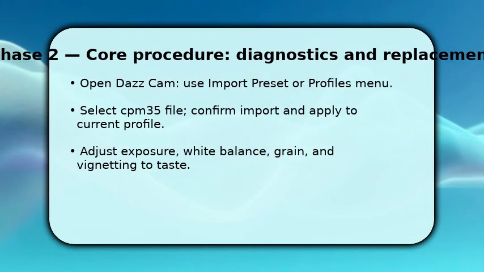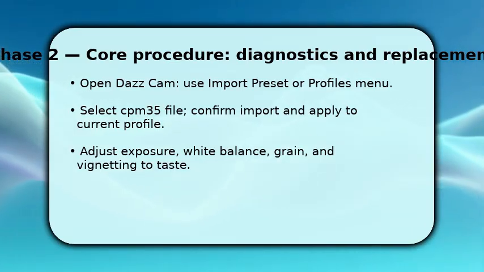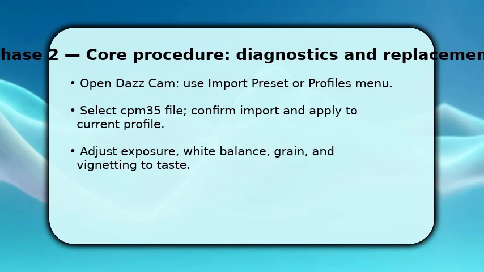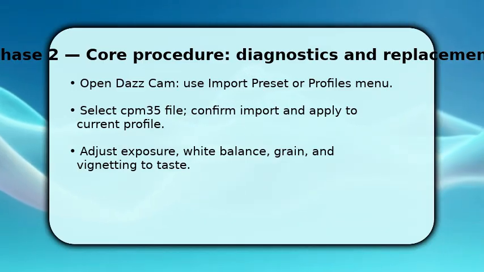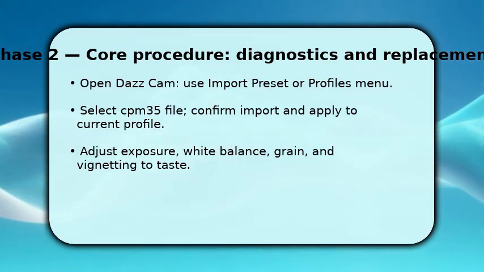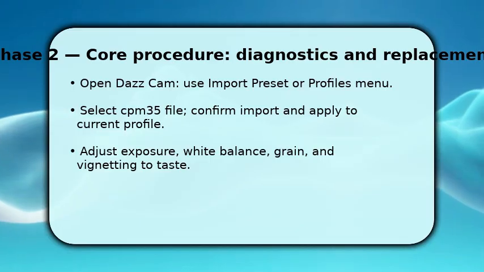Next, import and configure Cpm35 inside Dazz Cam. You go to the Import Preset or Profiles menu, tap Add, then navigate to the folder where you stored the Cpm35 file. Select it and confirm the import. Once loaded, apply it to your active profile so you can see it live. Then, tweak exposure, white balance, grain, and vignetting.